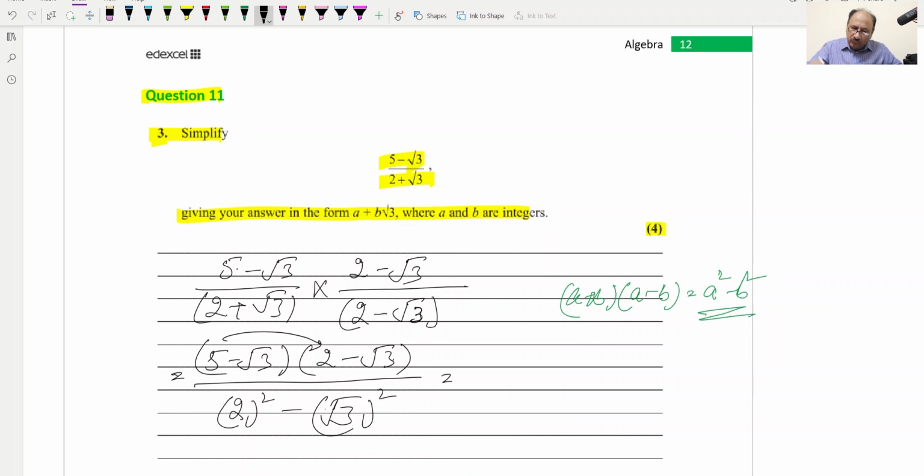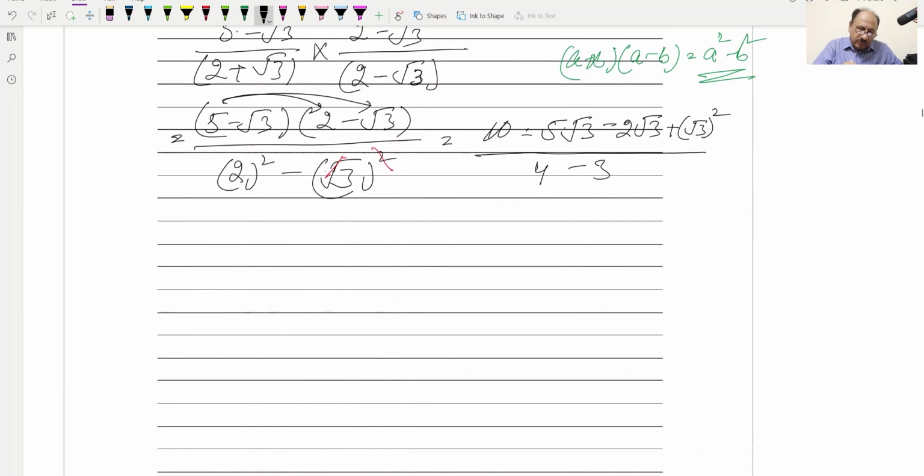5 into 2 will be 10, and 5 multiplied by minus under root 3 will be minus 5 under root 3, and minus 2 under root 3 when you multiply minus under root 3 by 2, and then minus under root 3 multiplied by minus under root 3 will be plus under root 3 squared. The denominator will be 2 square, which is 4, minus the square, and the root will be cancelled and we will get 3. So the denominator is 4 minus 3, which is 1.